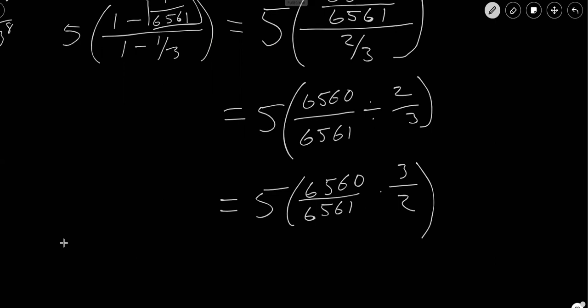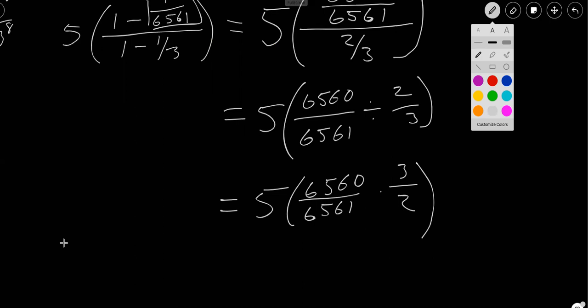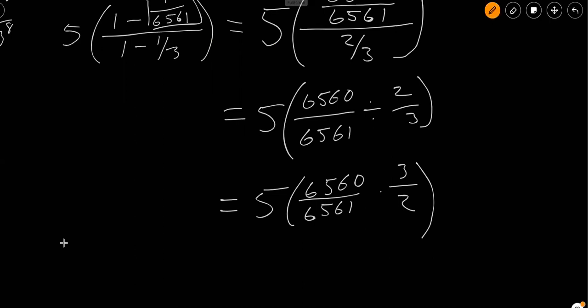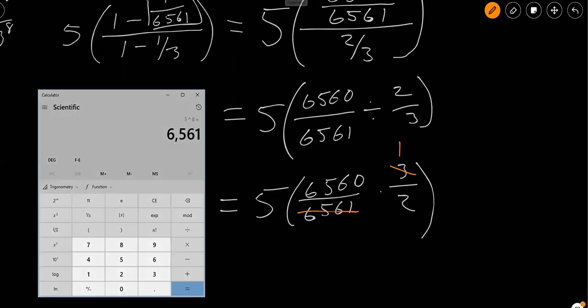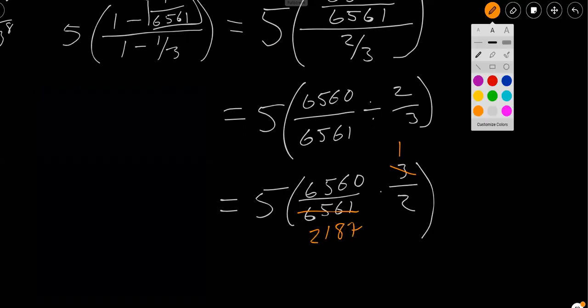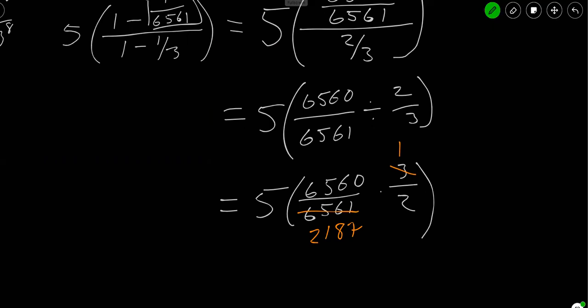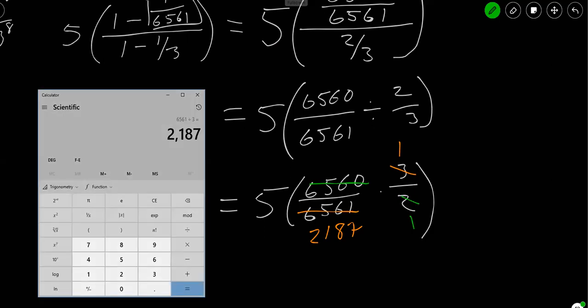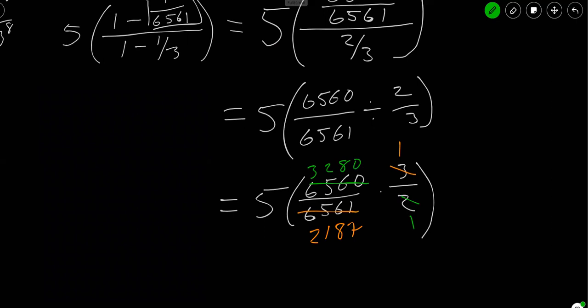All right, well, I can either multiply right across, or I can try to simplify. I'm going to try to simplify. So we know that this is a multiple of 3 because that's 3 to the 8th power. So I'm going to divide this 3 out and this 3 out. This 3 becomes a 1. If I divide 6,561 by 3, I get 2,187. And then I can also divide both of these other two. The numerator is divisible by 2, and this is also divisible by 2 because it's 2. 6,560 divided by 2 is going to be 3,280.